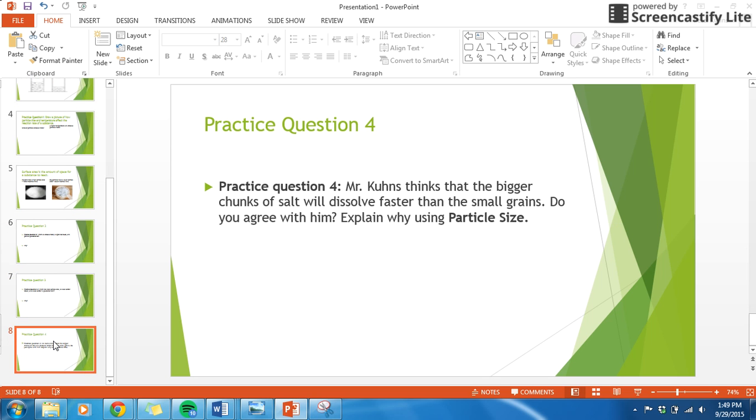And practice question number 4. Mr. Coons thinks that bigger chunks of salt will dissolve faster than smaller grains. Do you agree with him? Explain why, but you have to use the particle size.